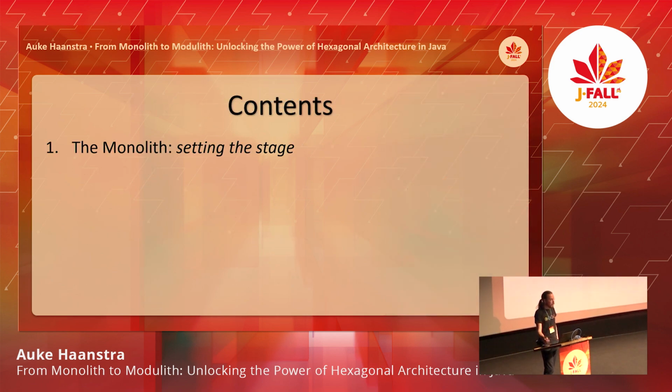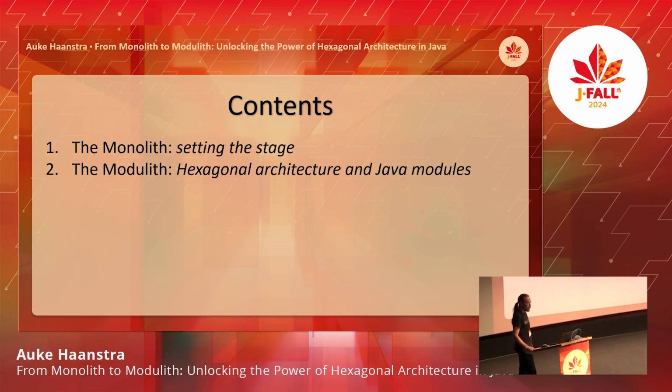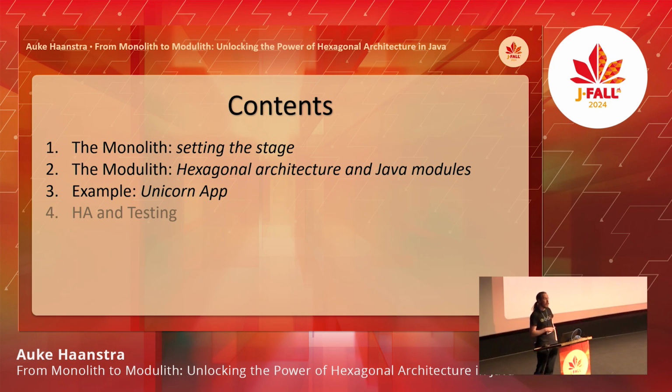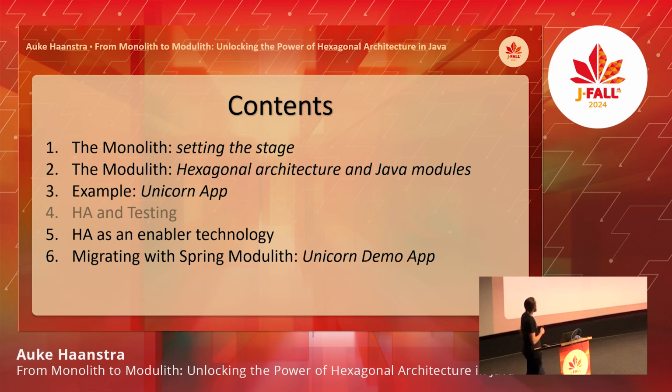So let's move to the contents of this presentation. First, I'll be setting the stage by introducing the monolith. Then we'll jump to the modulith. We'll look at hexagonal architecture and Java modules. We'll look into an example, the Unicorn app. Well, we'll skim a bit over hexagonal architecture and testing. And then we'll look at hexagonal architecture as an enabler technology. And finally, we'll look at migrating with Spring Modulith, going from the monolith to the modulith with the Unicorn demo app.